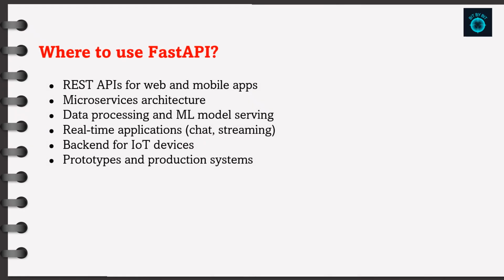Where to use FastAPI? Now that we know what FastAPI is and why it is powerful, the next question is, where should we use it? FastAPI is mainly designed for building APIs. This makes it perfect for REST APIs that power websites and mobile applications. For example, if you are building a mobile app that needs to talk to a server, FastAPI can provide the back-end service.